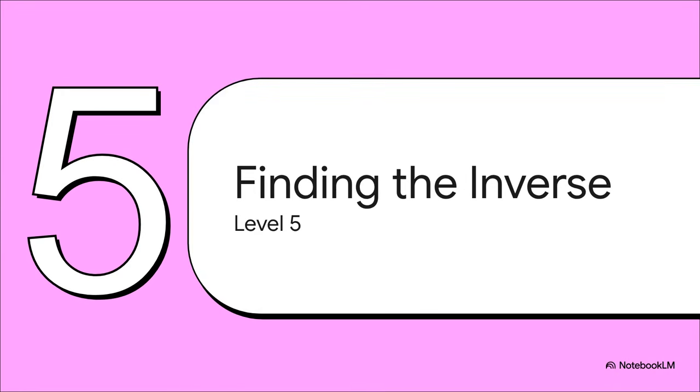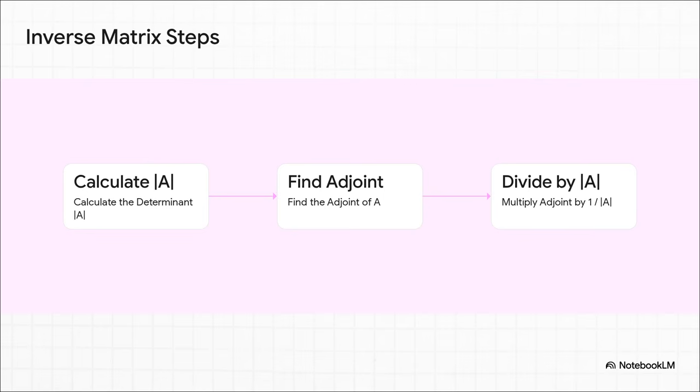operation. And that brings us to level 5, finding the inverse. Listen, do not get lost in the numbers here. It's really just a 3-step workflow. Step 1, always calculate the determinant first. Step 2, find the adjoint using that minor and cofactor process we just talked about. And step 3, multiply every single element in your adjoint matrix by 1 over the determinant. That whole thing is your inverse matrix.